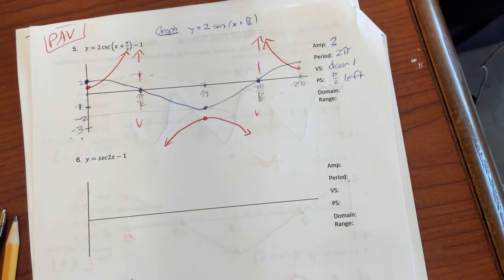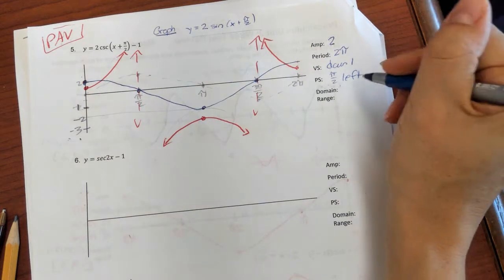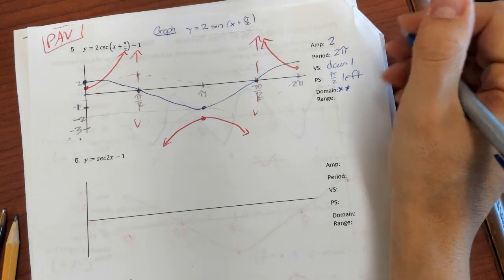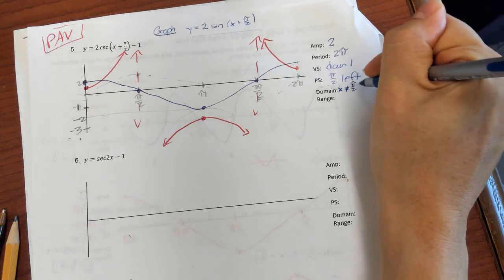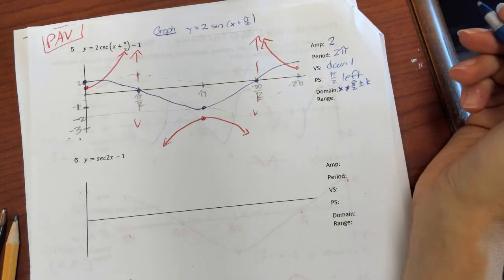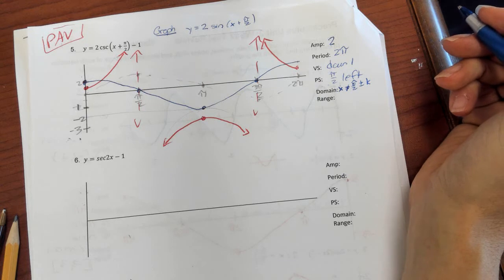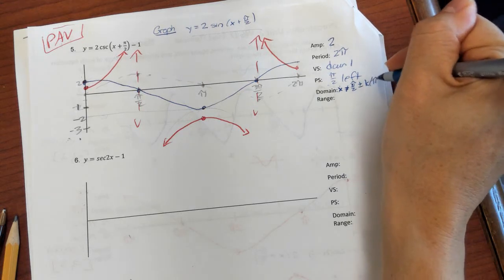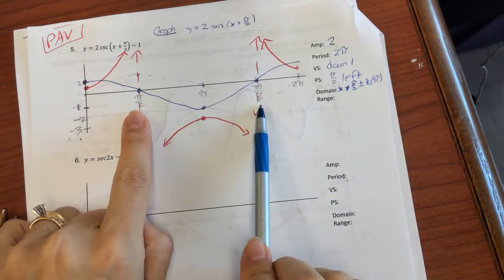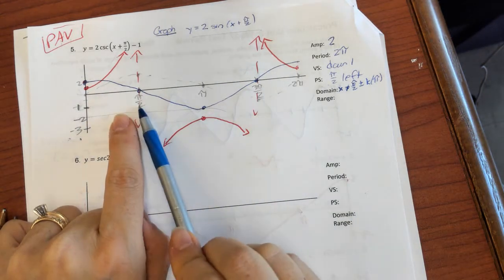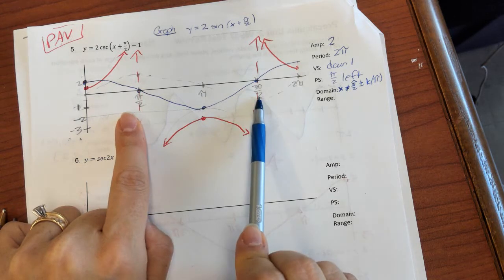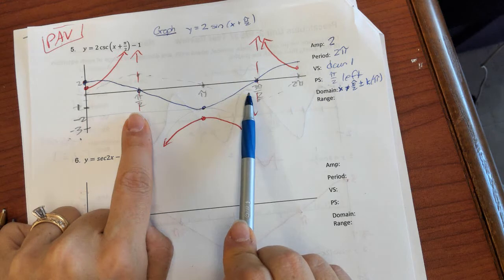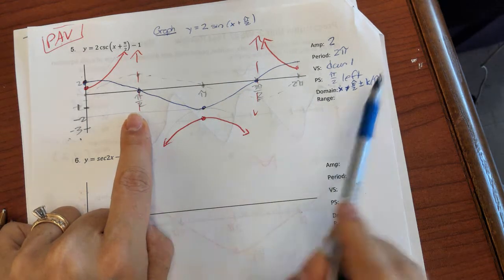Oh, and my domain and range. So my domain, if I have asymptotes, my domain is always x cannot be, pick an asymptote. So I'm going to pick pi over 2, plus or minus k. So unlike tangent and cotangent, it's not times the period. This is half the period. And you can tell that by looking at where your asymptotes are, right? My asymptote, the distance between 3 pi over 2 and pi over 2 is pi. My period's 2 pi. So it's half my period. It's not my whole period for cosecant and secant.